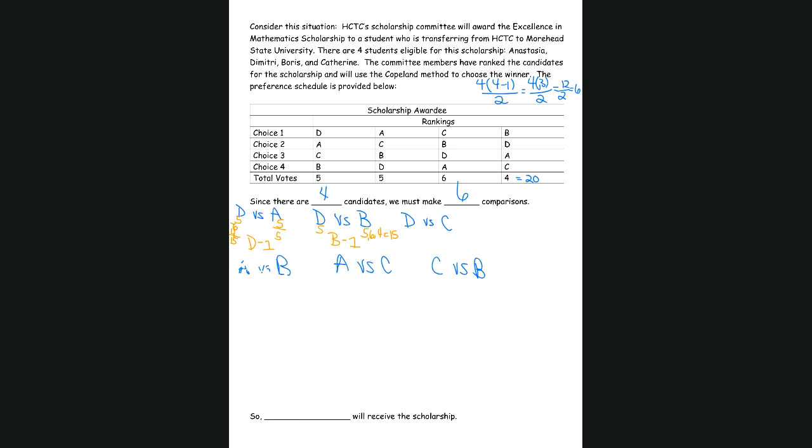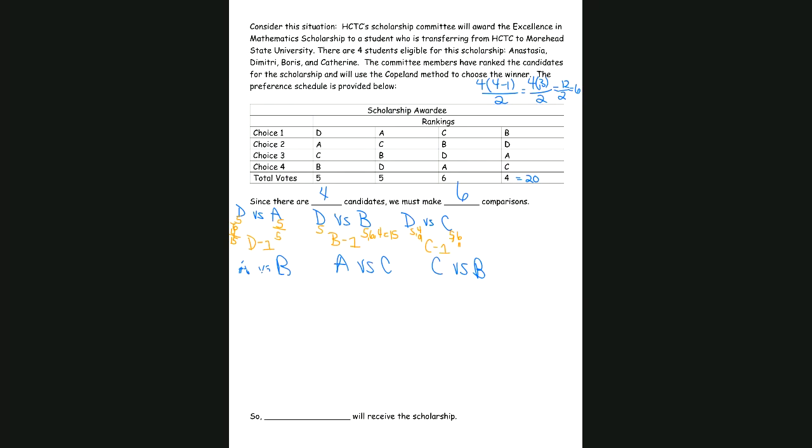Okay, now let's look at Dimitri versus Catherine. Dimitri is above Catherine here, so he gets 5 points. Catherine is above Dimitri, so she gets 5 points. Catherine is above Dimitri, so she gets 6 points. And Dimitri is above Catherine, so he gets 4 points. So Dimitri gets 9 in this case, and Catherine gets 11. So Catherine ultimately gets this point because she beat Dimitri by 9, 10, 11, right?